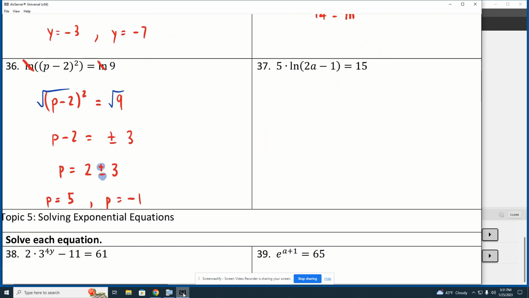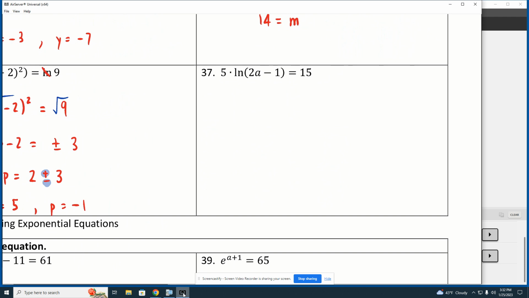Okay, and the last one. Now, you don't see log on both sides, right? So we are going to rewrite as an exponent. However, here's my logarithmic expression right there. It's a natural log, but still, there's something on that left side that has to be moved first. And that is, we got to divide both sides by 5. Now, when we do that, then sure enough, these cancel, I'll be left with ln of 2a minus 1. And on the right side, 15 divided by 5 will equal 3.